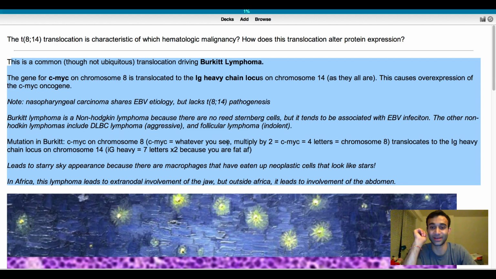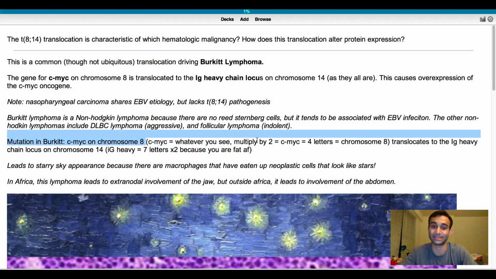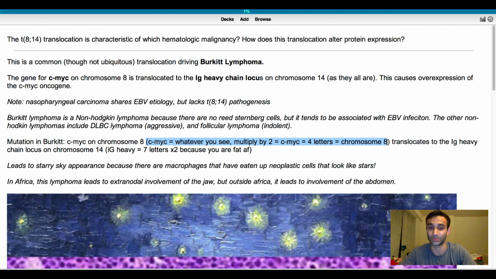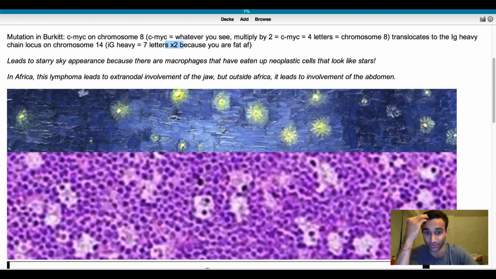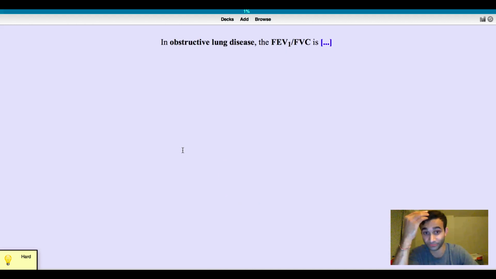And you'll see I include a lot of things here. You'll see like in my 8 c-Myc, 2 times 4 letters, chromosome 8. I also wrote here 14 because Ig heavy, and then Ig heavy is 7 letters, and because it's heavy means you're fat AF. So whatever it takes for me to remember this. You'll see how stupid sometimes I have to be. And this is kind of why it's called the starry sky lymphoma.